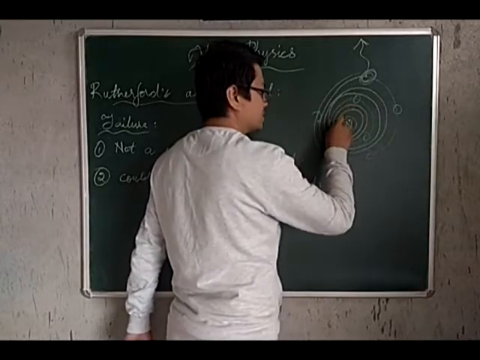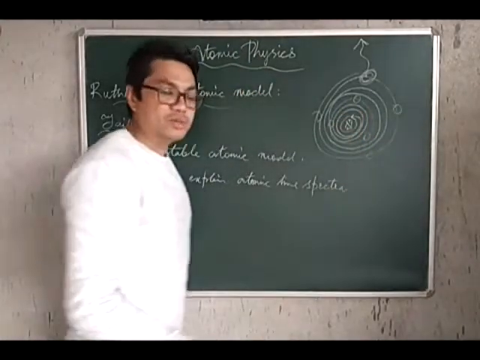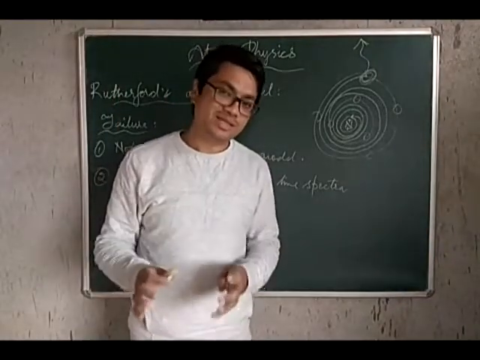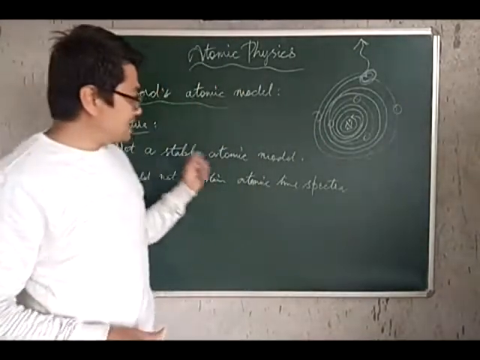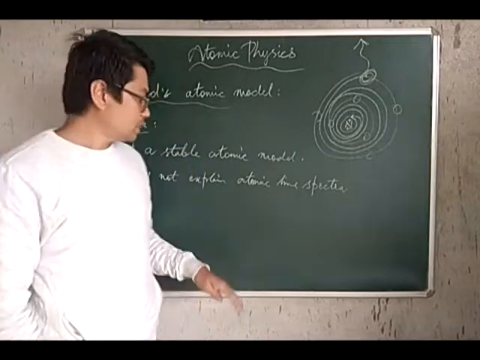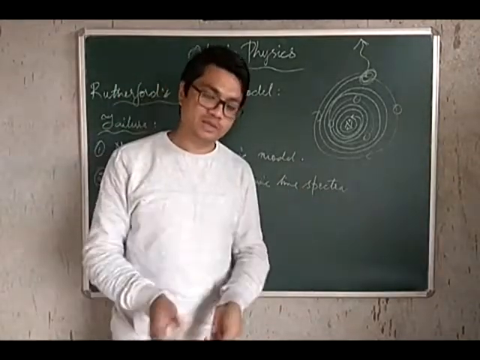Eventually, what happens is this electron collapses into the nucleus, and thereby the atom is not stable. This is true for any electron. So Rutherford's atomic model was not stable. And the other thing is, it could not explain atomic line spectra.